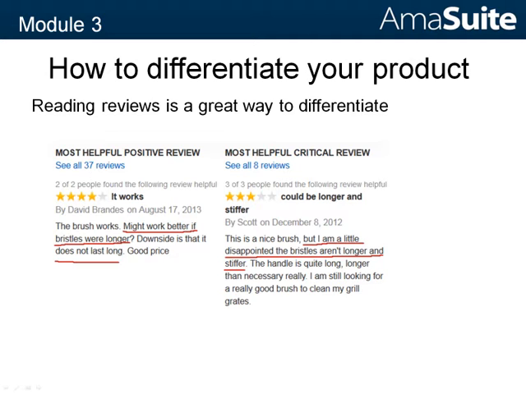I want to find one that lasts longer. I want to find bristles that are stiffer so that people are able to more easily scrape the food off of their barbecue grill. So you really want to put yourself in the mindset of your customer, and one of the best ways to do that is by looking at reviews of products that are already on Amazon.